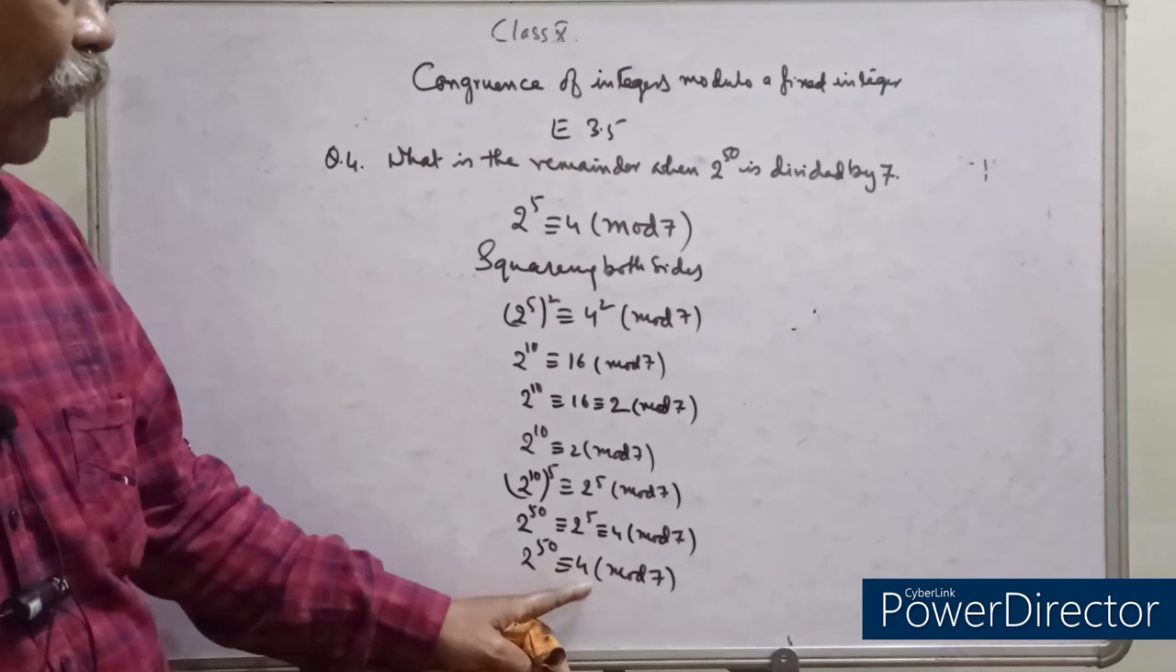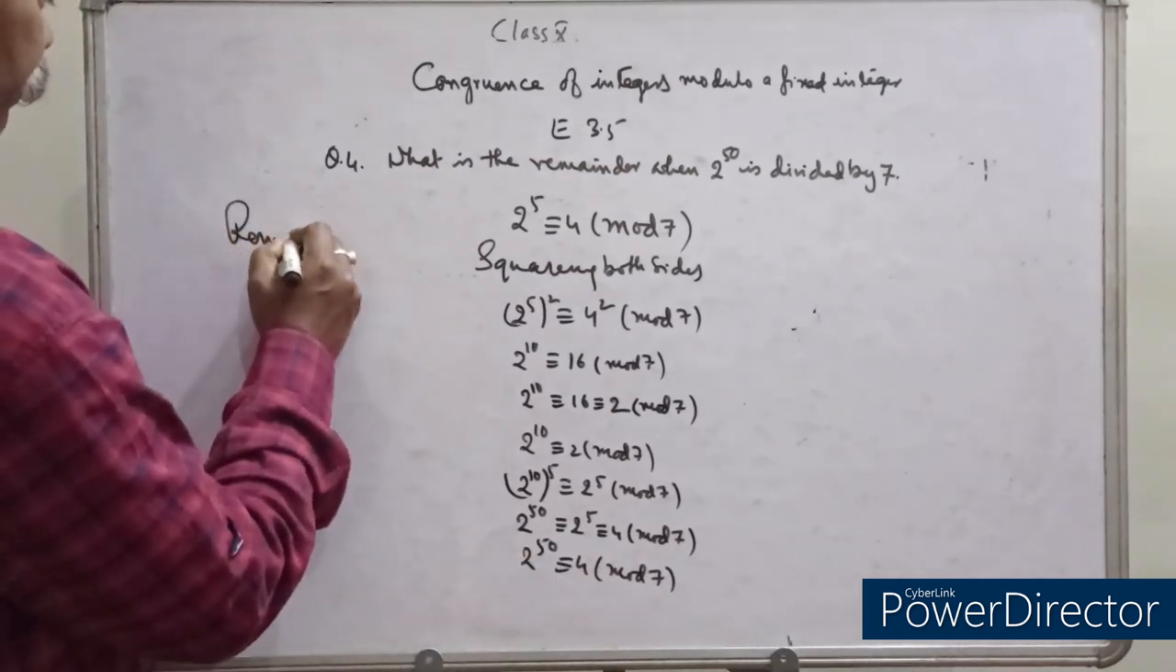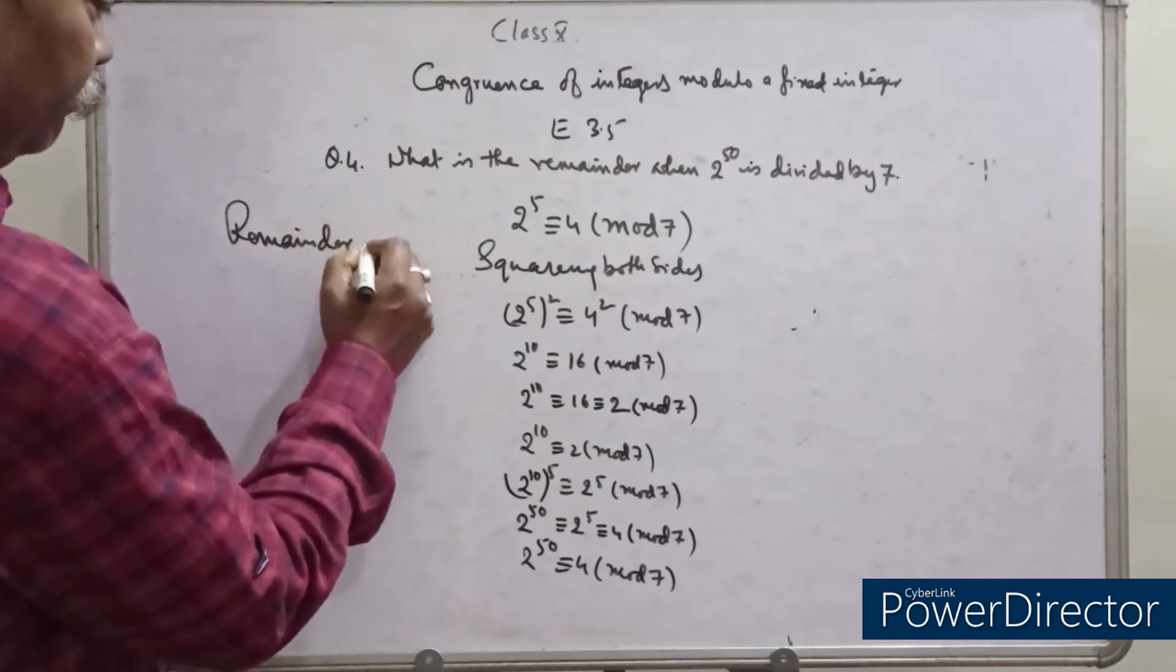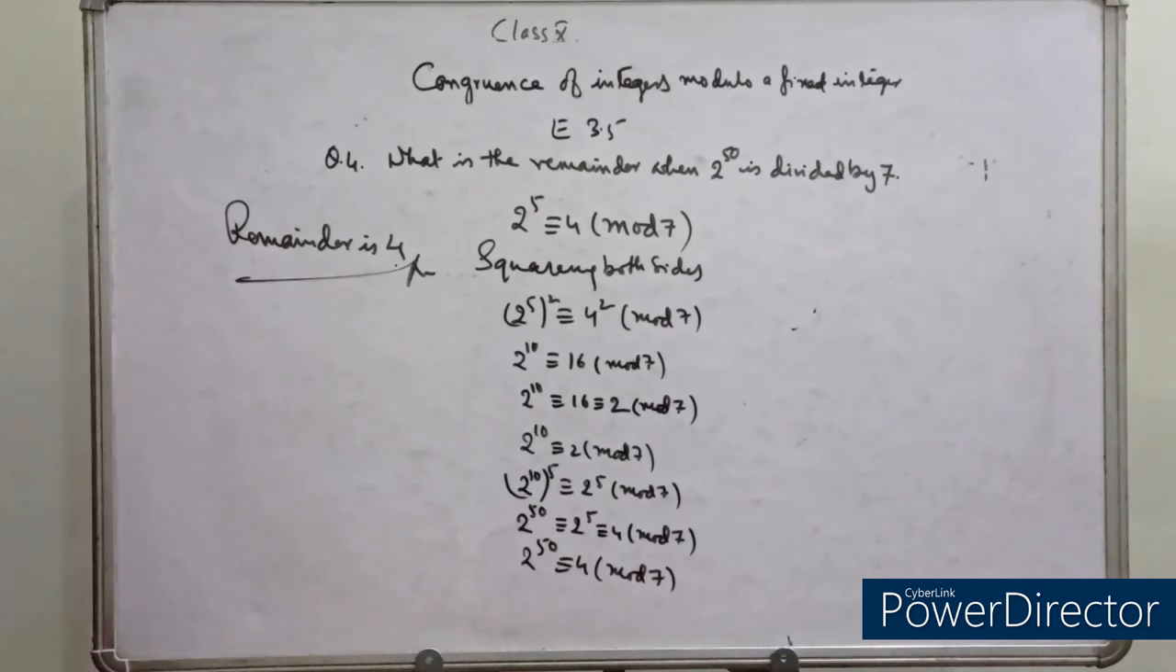Now this 4 is less than 7, so I stop here. So your remainder will be 4. This is your remainder, this is your answer. So this is how we solve such type of problem.